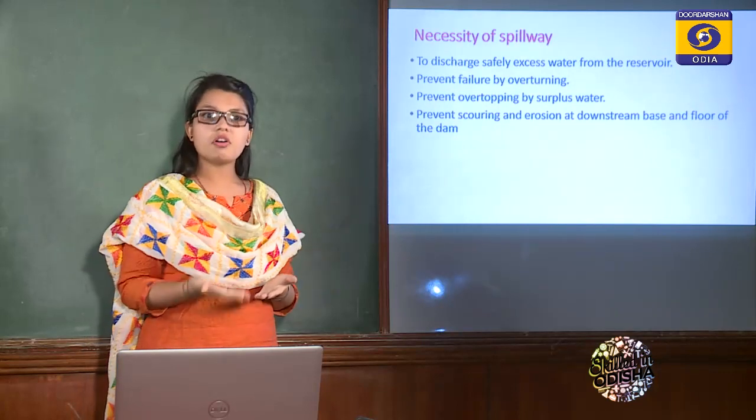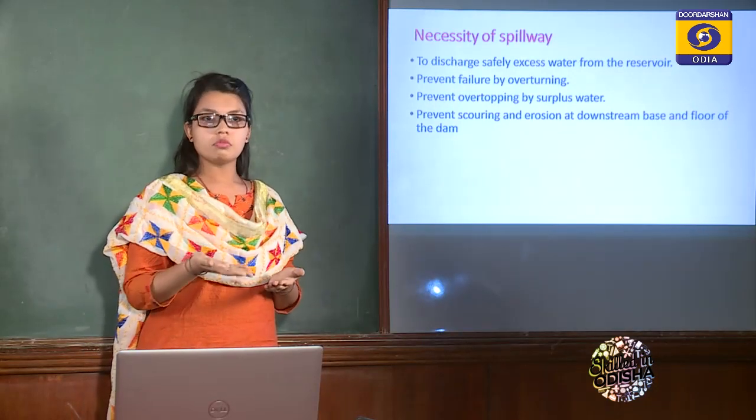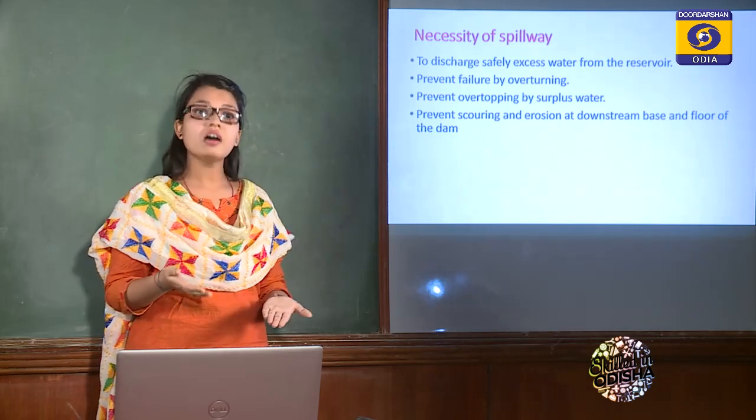So what happens if the water rises above the normal pool level, and in worst conditions it rises above the freeboard also, when it crosses the safety margin? Then it may come over the top of the dam also. So that will affect the stability of the dam also. Therefore, to prevent the overtopping, or rising of the water over the top or over the crest of the dam, we have to let the excess amount of water back into the downstream side.